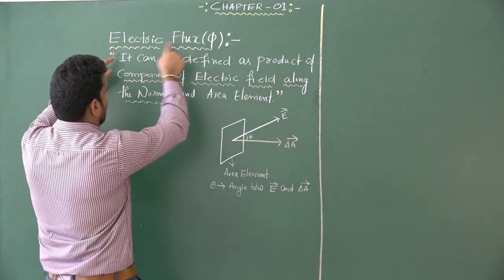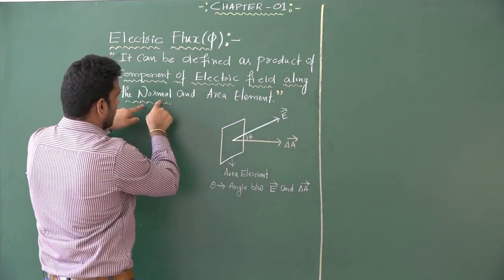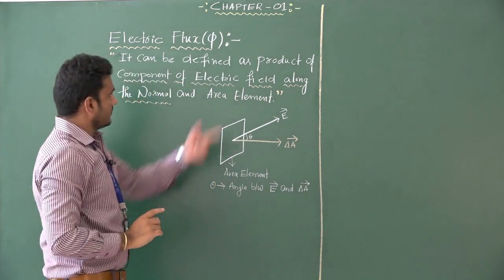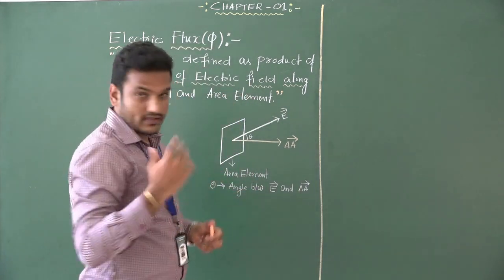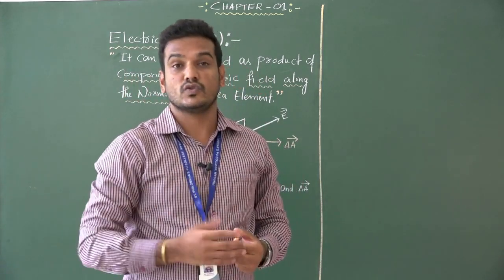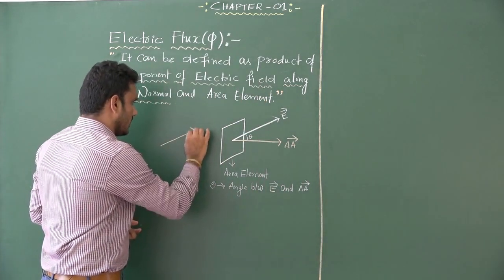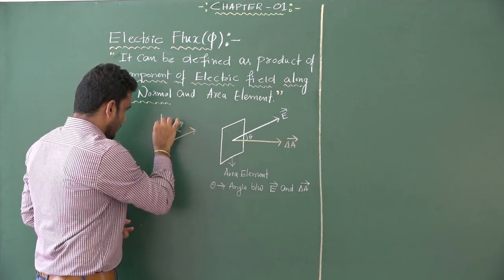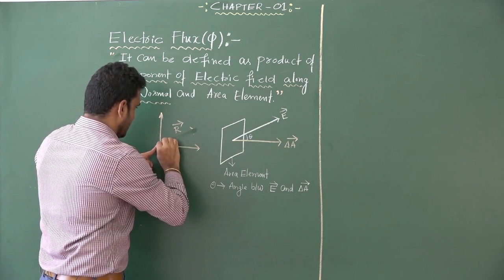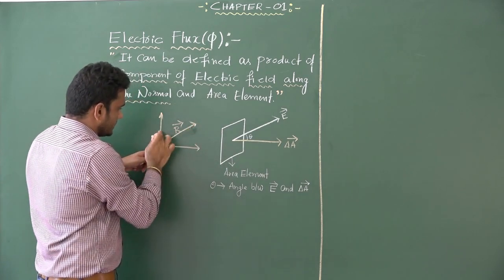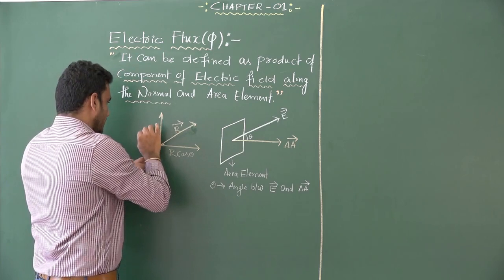According to this statement, electric flux can be defined as the product of the component of electric field along the normal and the area element. Here we don't know what exactly the component of electric field along the normal is. It can be understood by using resolution of vectors, what we studied in the first PUC. For example, an R vector is resolved into two components, vertical component and horizontal component. This R vector, I'll write it diagonal. Along horizontal it becomes R cos theta, along vertical it becomes R sin theta.